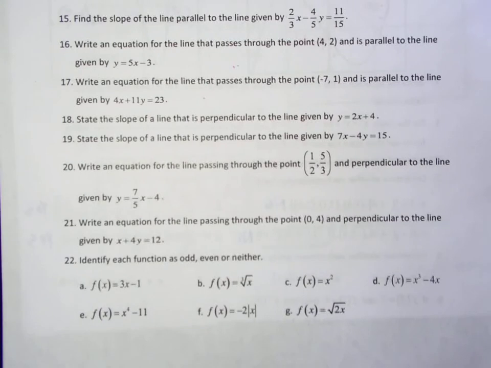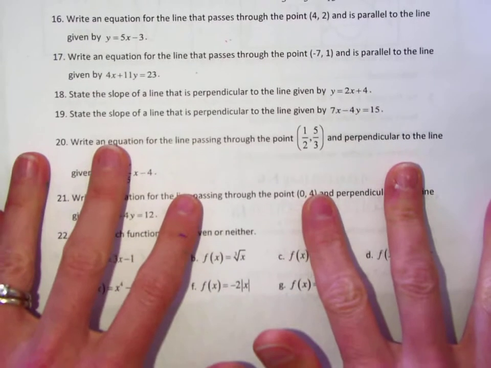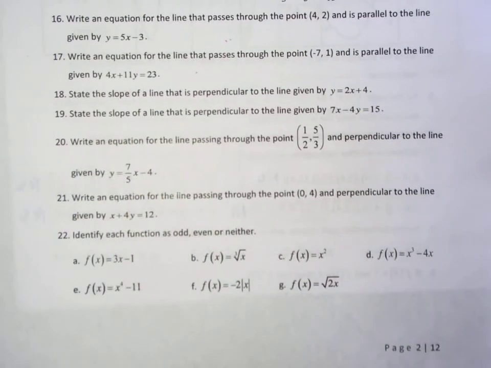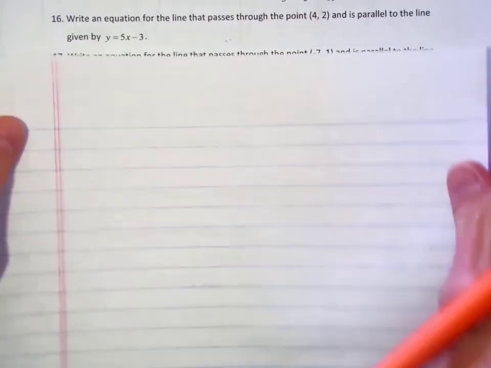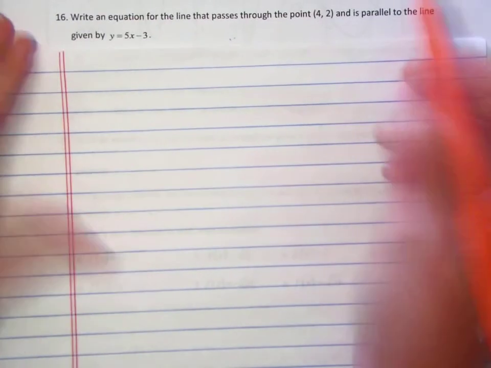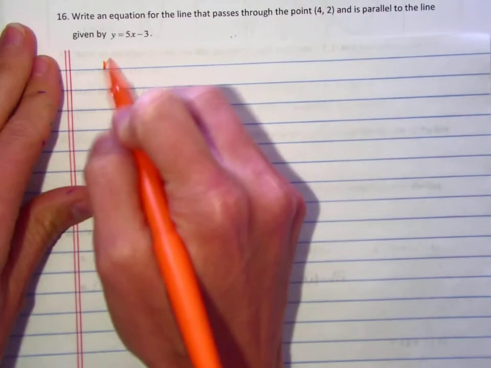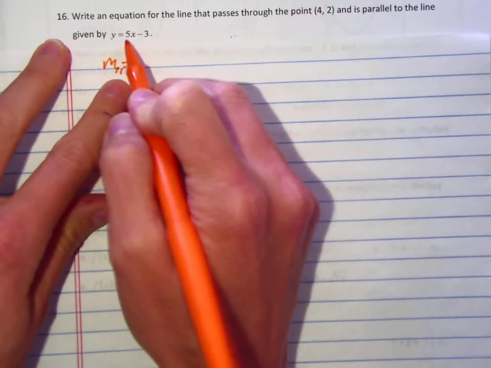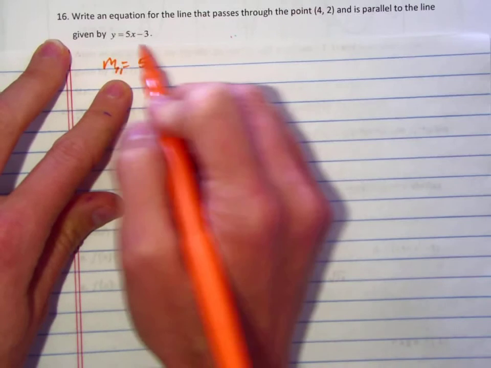For 16, we are going to be writing a new equation, and it looks like we want it to be parallel to the line, but we also want it to pass through this particular point. Okay, so if that's the case, we need to identify the parallel slope to this line, and that's simple enough. The parallel slope to this is 5, so that's all we need from this line.